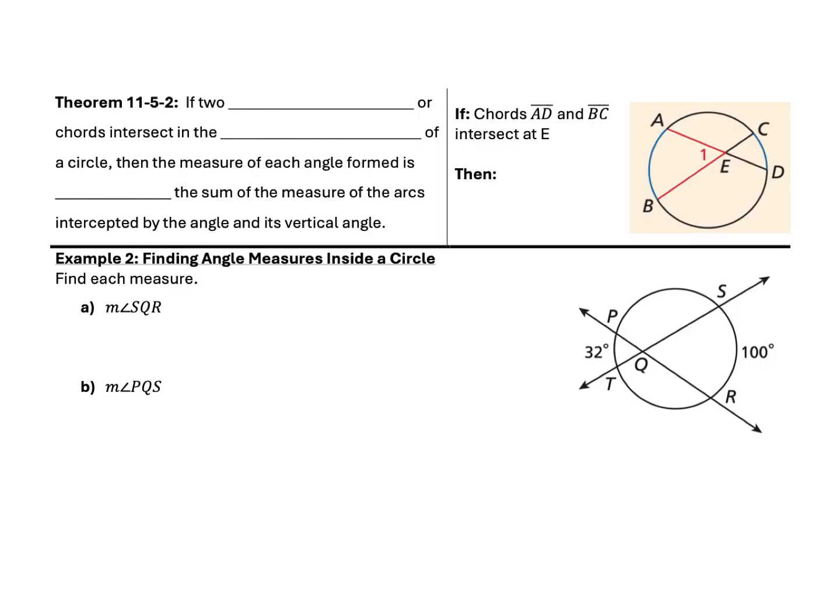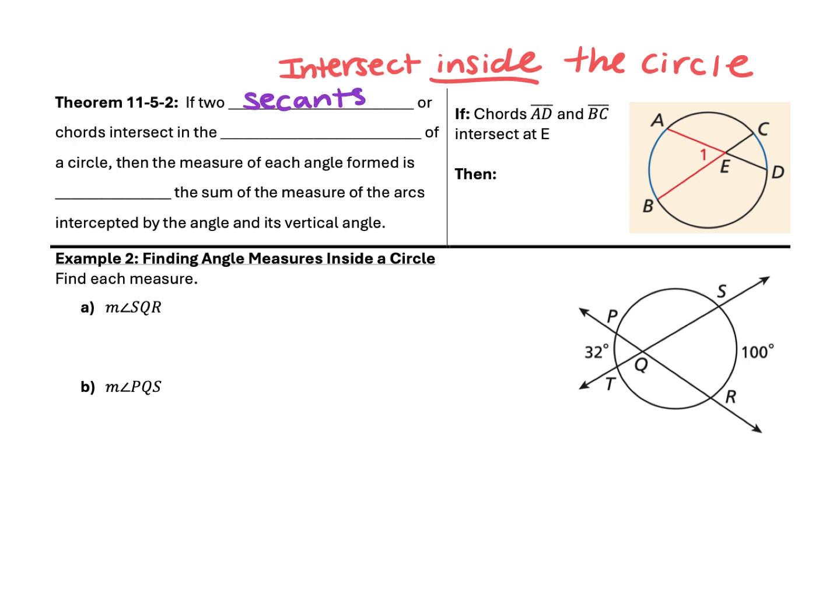For our next example, we're going to look at what happens if the secants or chords intersect inside the circle. If two secants or chords intersect in the interior of a circle, then the measure of each angle formed will be half the sum of the measures of the arcs intercepted by the angle and its vertical angle.